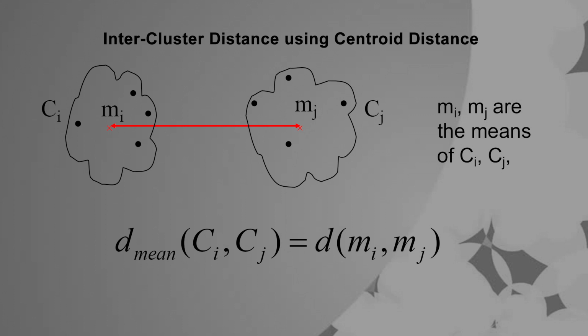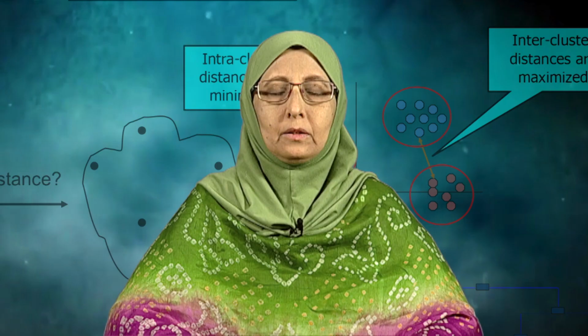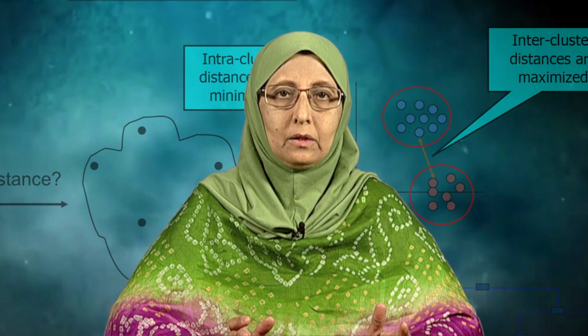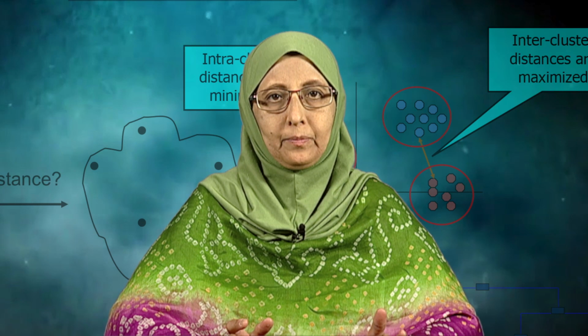Now, the distance between cluster Ci and Cj is represented by the distance between the means of the two clusters, namely mi and mj. So, basically, we are taking the means and then taking the distance between the means, which forms the centroid distance. So, what we just saw was hierarchical clustering.